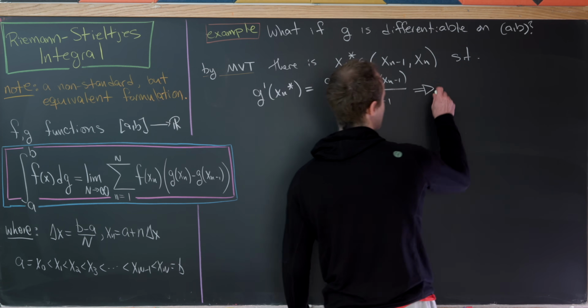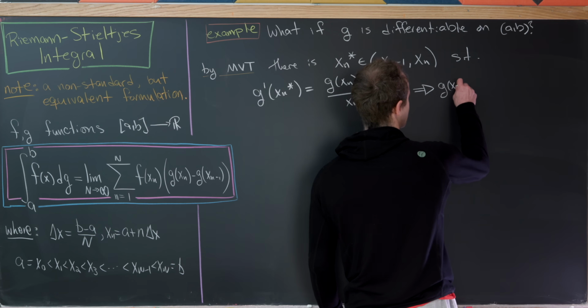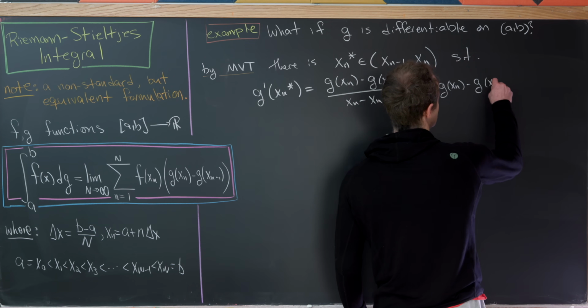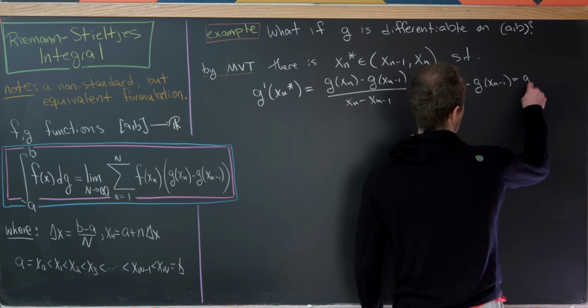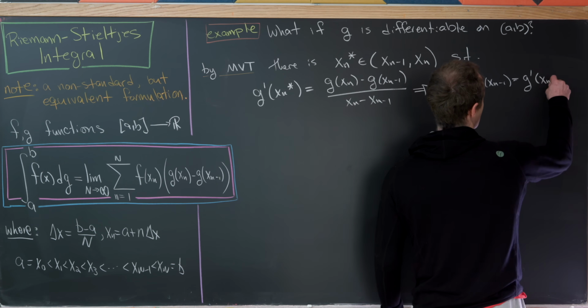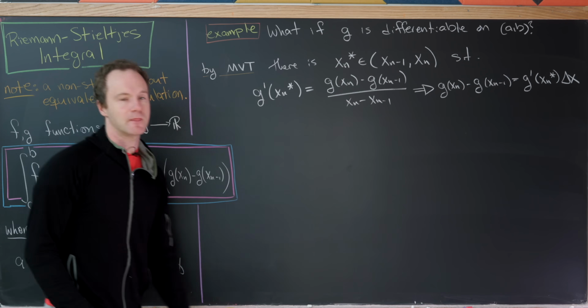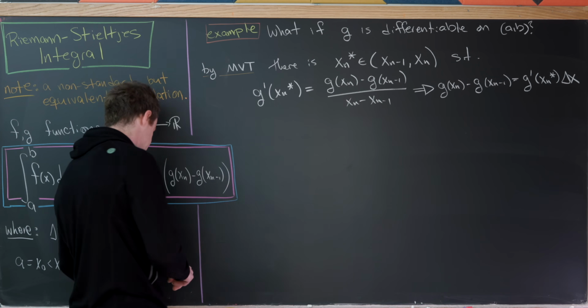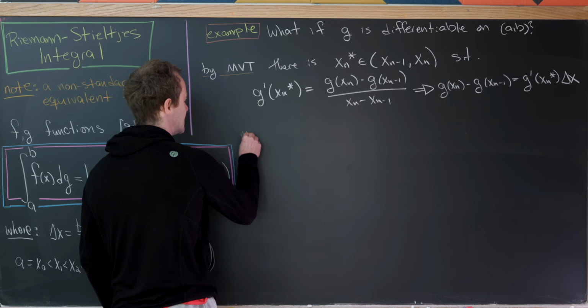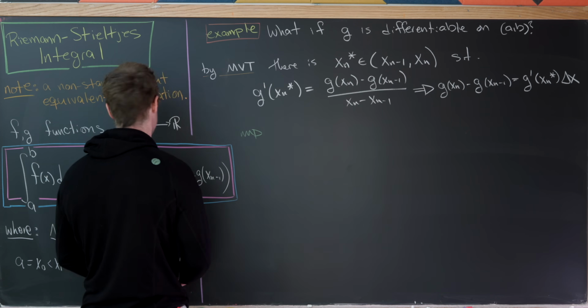So we can rearrange things here to see that g of xn minus g of xn minus 1 is in fact g prime of xn star times delta x. Okay, so that's cool. So let's see what that leads this integral to collapse to.